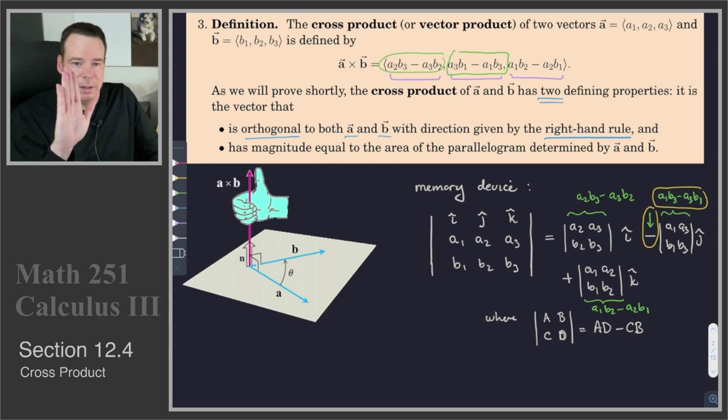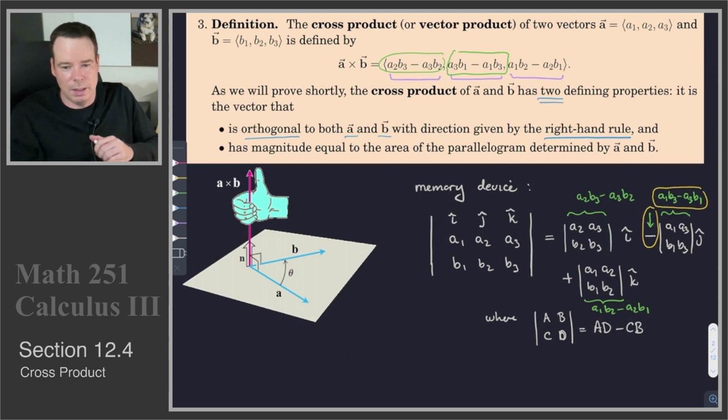So you take your right hand, you point your fingers in the direction of A, you curl them in the direction of B, and our thumb is pointing in the direction of the cross product, and that's up in this case. So that's the first defining property: the direction of the cross product points in a direction that's orthogonal to both of the original vectors, given by the right-hand rule.